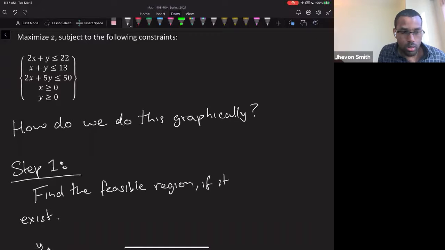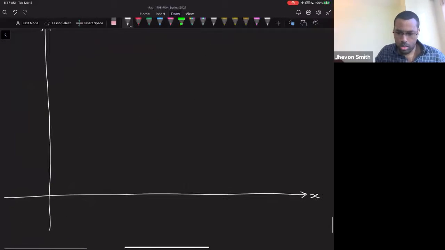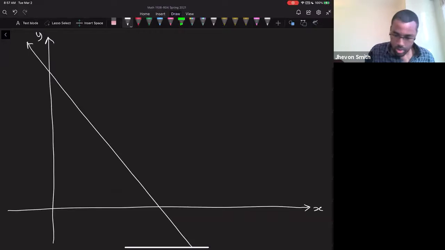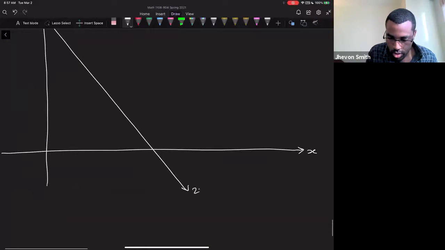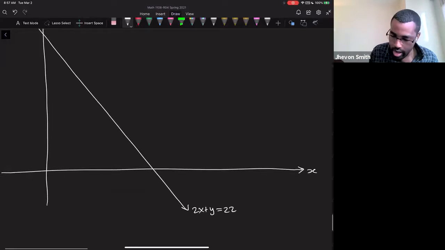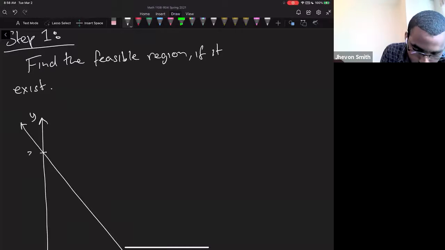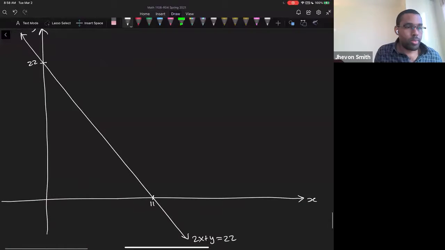First one, 2x plus y less than or equal to 22. Okay. So not drawn to scale, obviously. This is 2x plus y equals 22, which means the x is going to hit at 11 and the y is going to hit at 22. Okay, so that's that one.